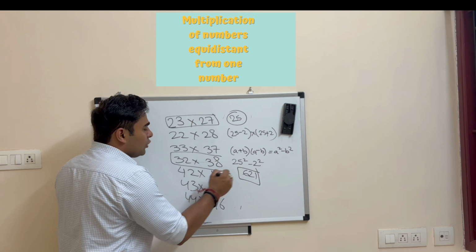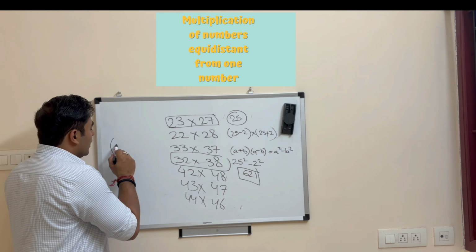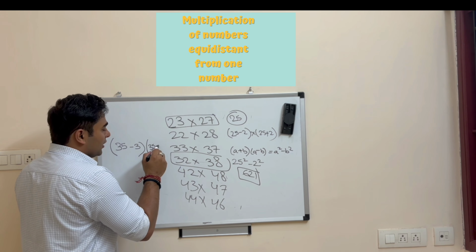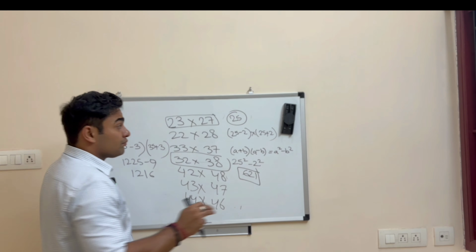If we want to find 32 into 38, what we are going to do is write this as 35 minus 3 into 35 plus 3, right? And we know 35 square minus 9. So 35 square is 1225 minus 9, which is 1216. Okay. So in that way, easily you can find these things.